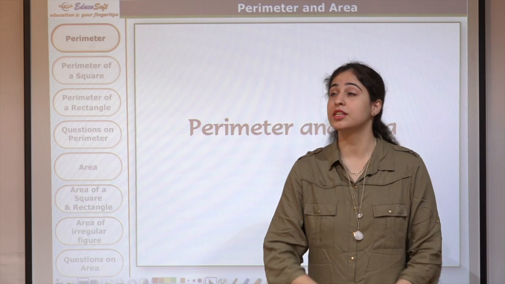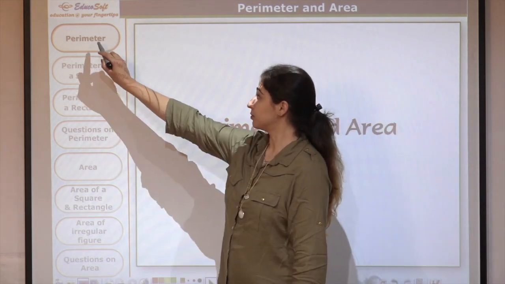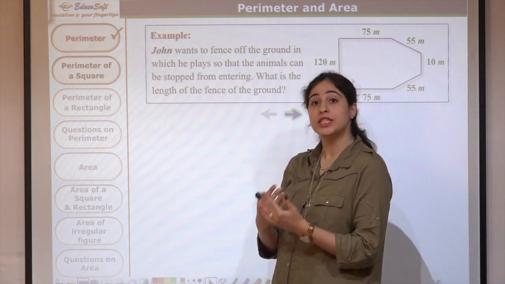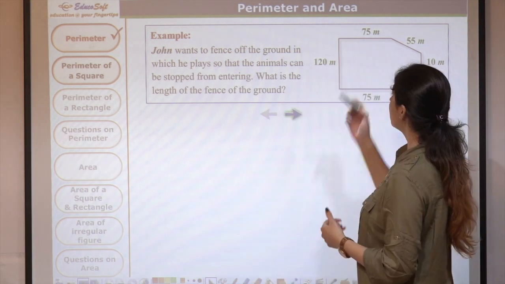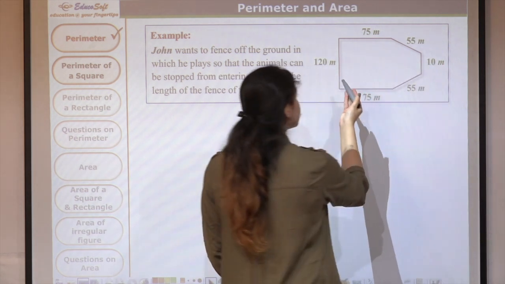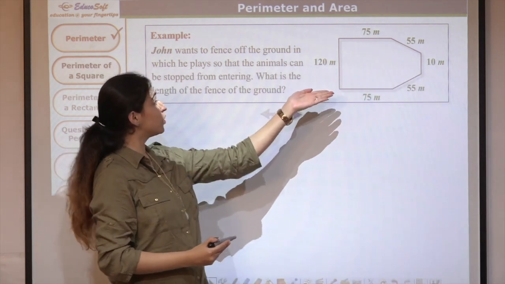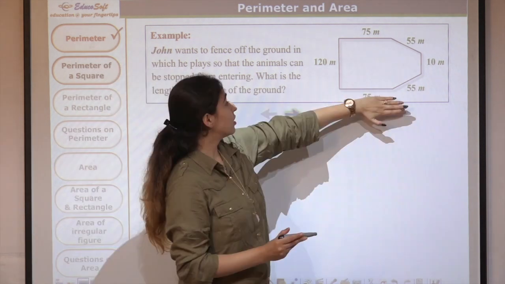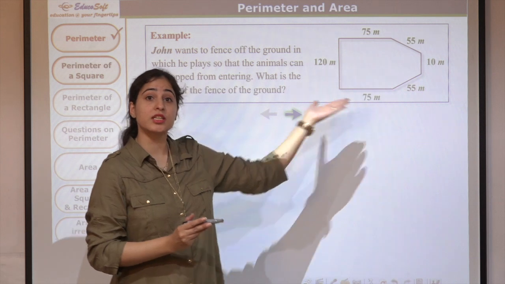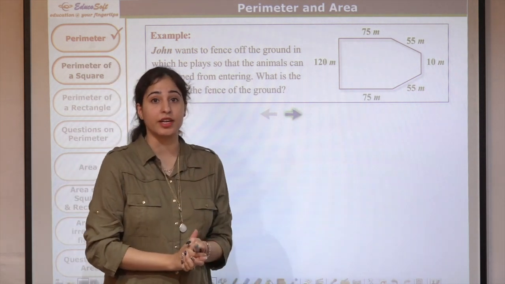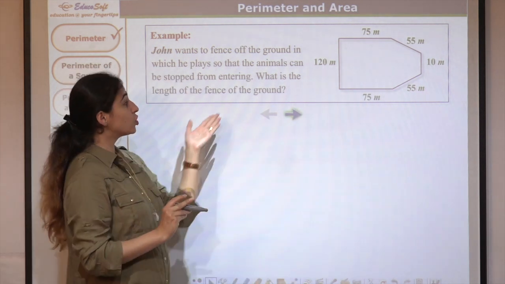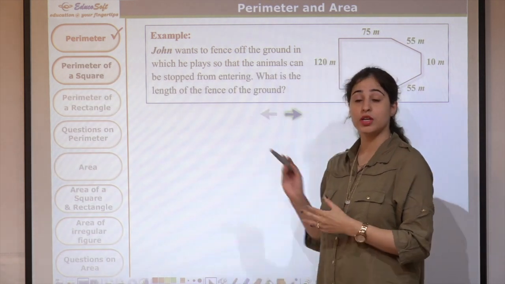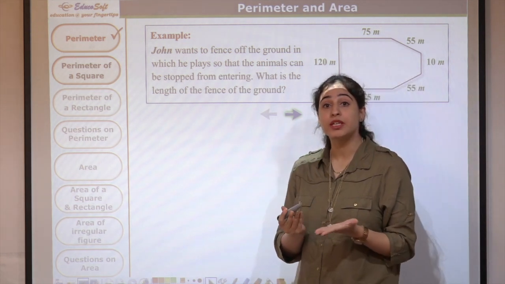Let us first consider the perimeter. Let us start with an example and then we will define the perimeter. Here John wants to fence his park in which he plays. The park is not fenced and he wants to fence it so that the animals do not enter it. So, to find the length of the fence of the park, of the ground, we have to find the perimeter of this figure.